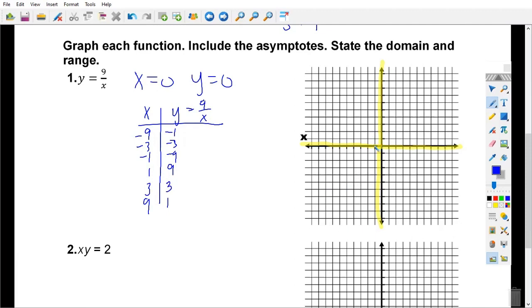So I went to -9, go down to 1, done. Go to -3, 1, 2, 3, go down 3. Go to -1 and go all the way down 9. And my graph on this side is boom, boom, boom. Then I'm going to do it here. Go to 1, go all the way up to 9. Go to 3, go up to 3. And then go to 9, 3, 4, 5, 6, 7, 8, 9, and go to 1. Follow the curves.